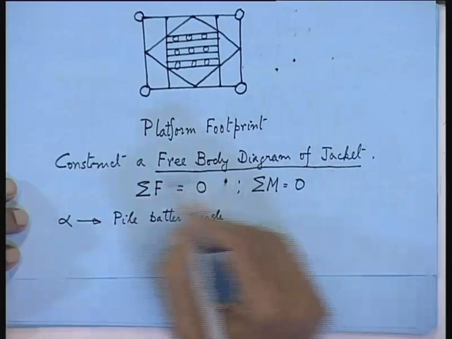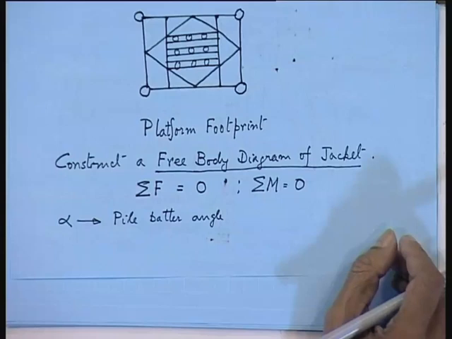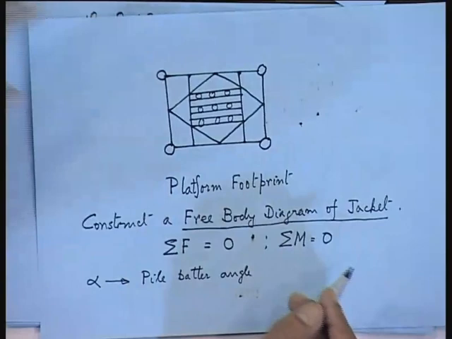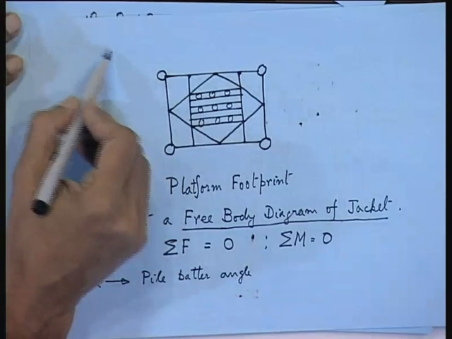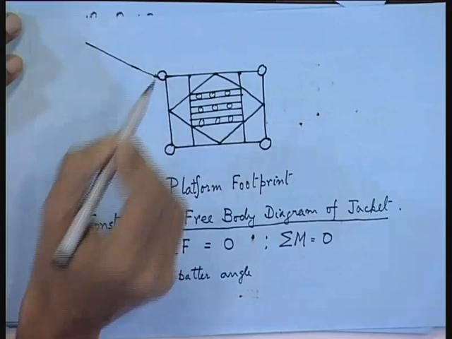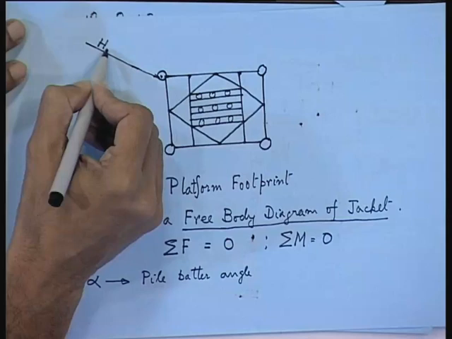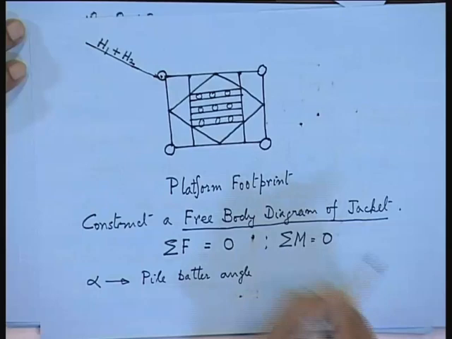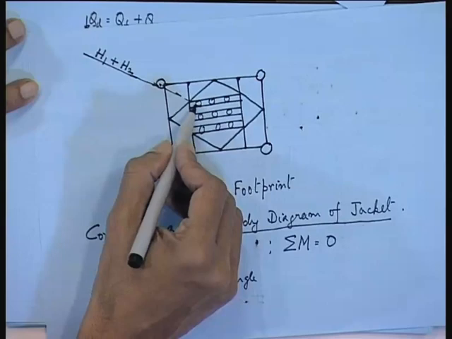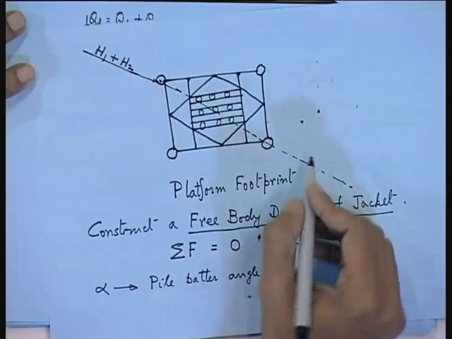Now here, what you do is, with the footprint that you have constructed, you can see that the worst case scenario is going to come in this direction. That is your worst loading condition. So this will be the direction it should come from here. So this is the direction of H1 plus H2. This has to be the critical load direction.